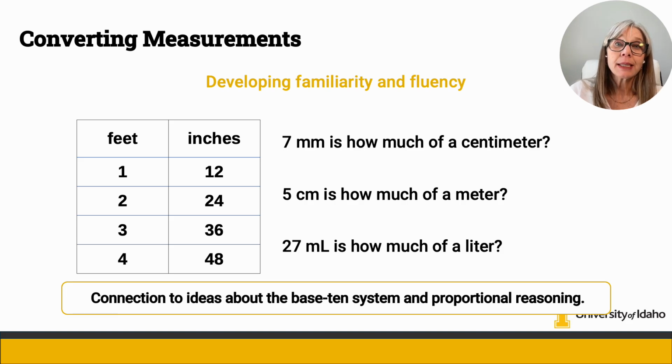Students are also expected to be able to convert a smaller unit of measurement to a larger unit. Students who struggle with this conversion in the metric system are probably weak with base 10 and proportional reasoning ideas. This understanding is an example of how mathematics as a discipline is connected across the domains.